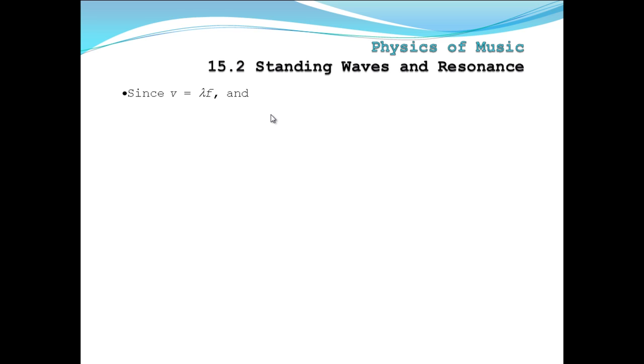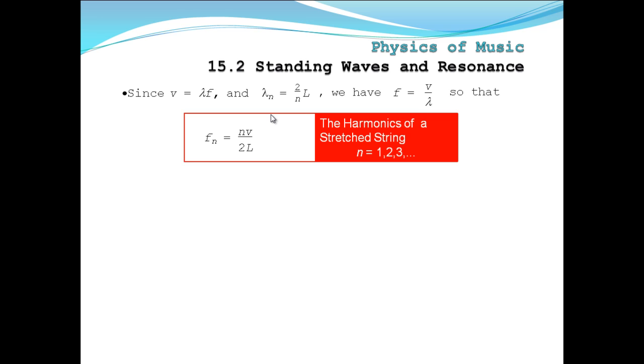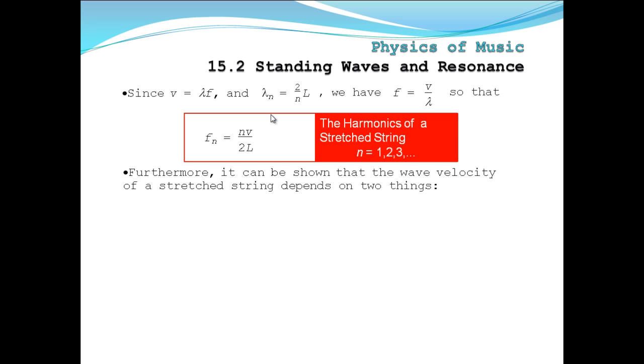A little more for you. We know this formula already, and now we know this formula for the nth wavelength. We can put the two together after we do some rearranging, and we can find the nth frequency. This is nv over 2L. So for the harmonics of a stretched string, n can be 1, 2, 3, any whole number. Furthermore, it can be shown that the wave velocity of a stretched string depends on two things: the tension, which we're going to call F because it's a force in the string, and the mass per unit length, which we call mu, of the string.